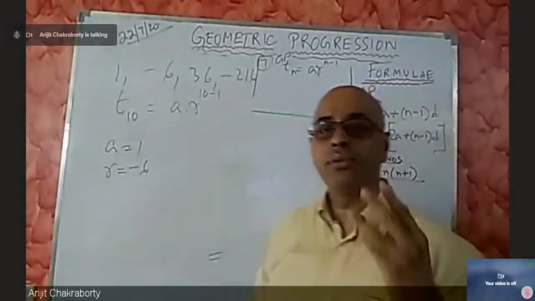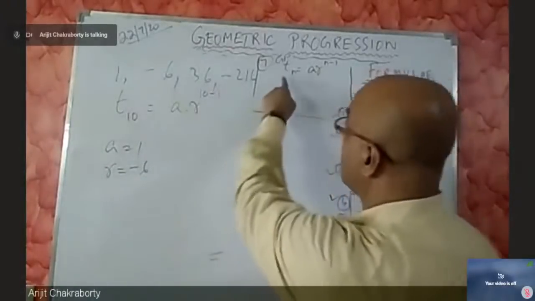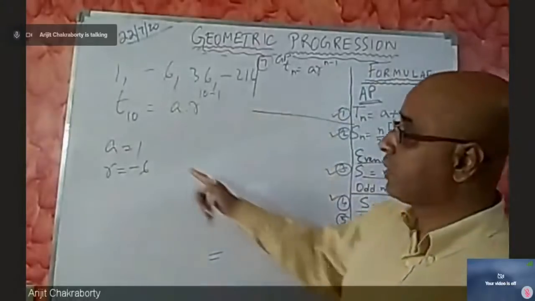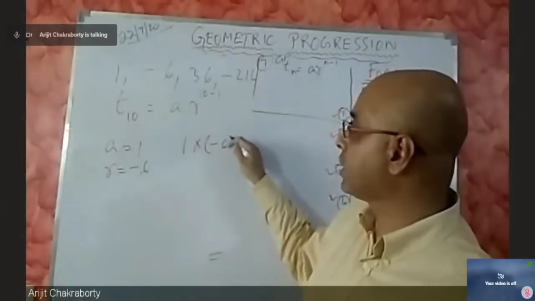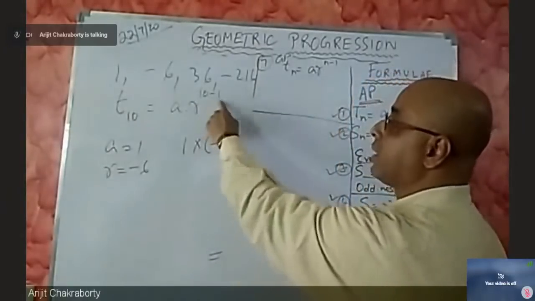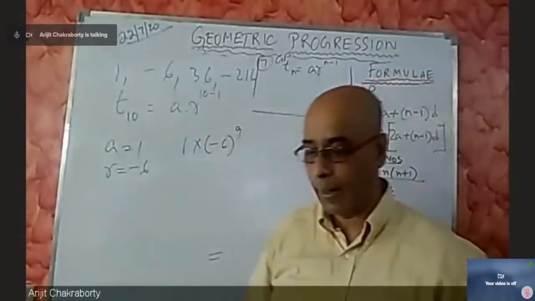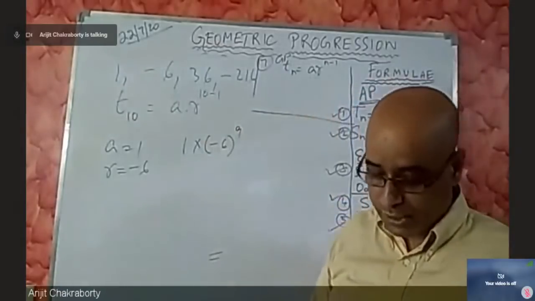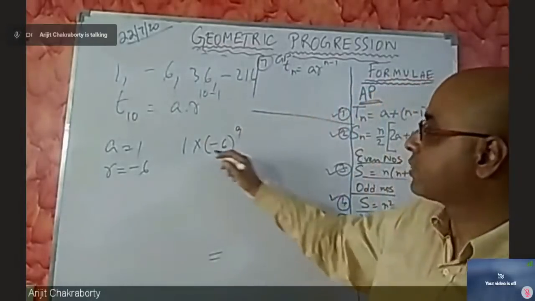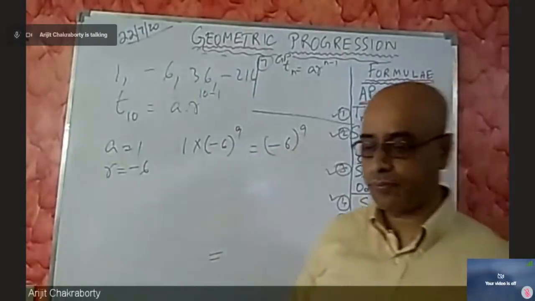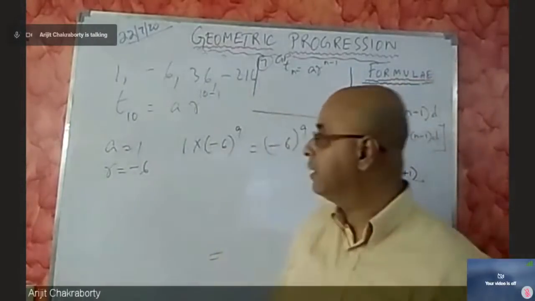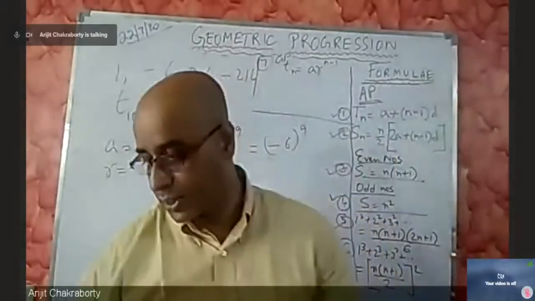Right? Therefore, if you apply the formula A R to the power N minus 1, it becomes nothing but 1 into minus 6 to the power 10 minus 1, that is 9. Okay? So this will be the answer. That is 1 into minus 6 to the power 9. So this is the answer to this question.